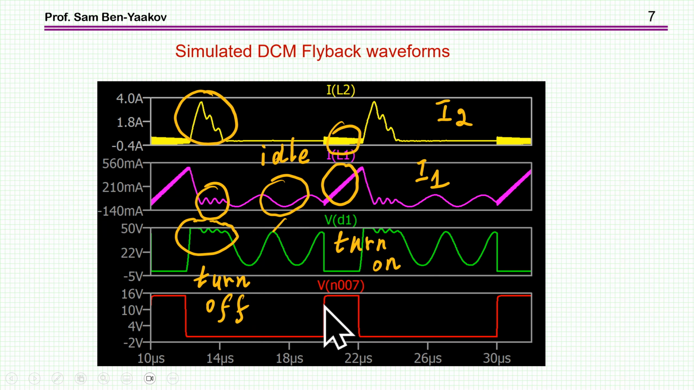And then during the time the transistor is on, we see that the current is not smooth. Actually, there's some oscillation on it, which is then reflected to the output. And then we have, of course, this is again turn off.